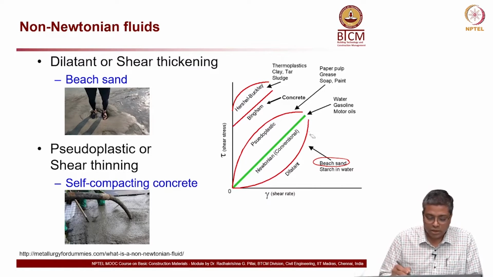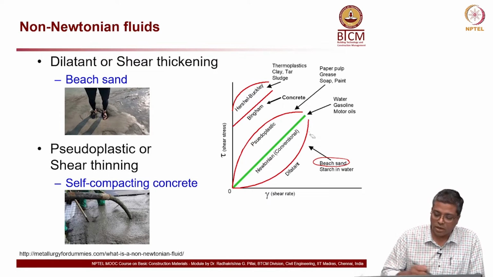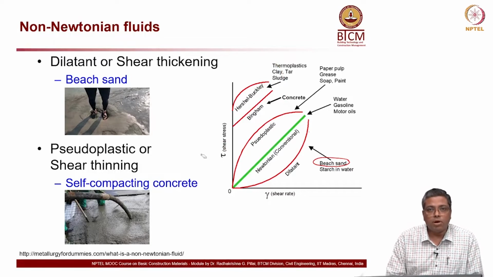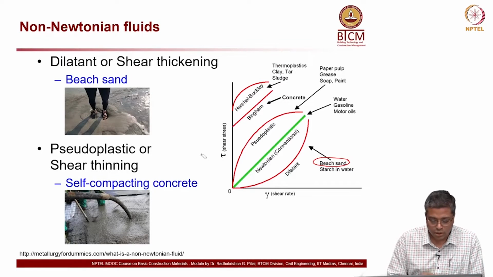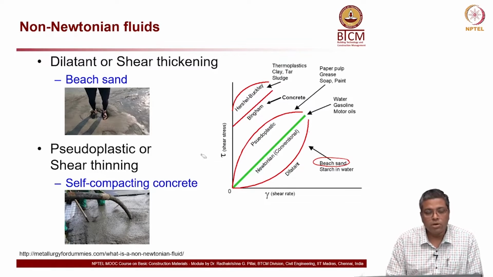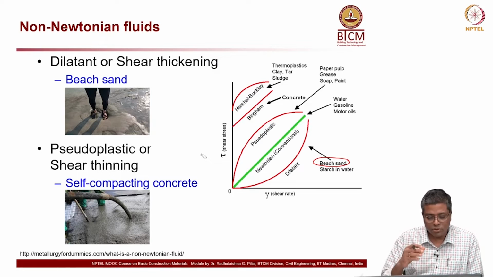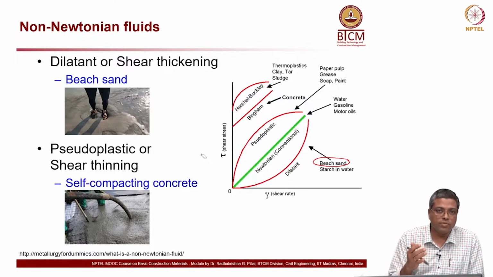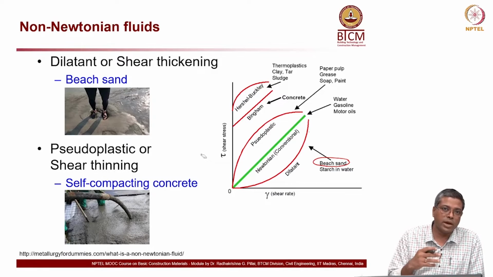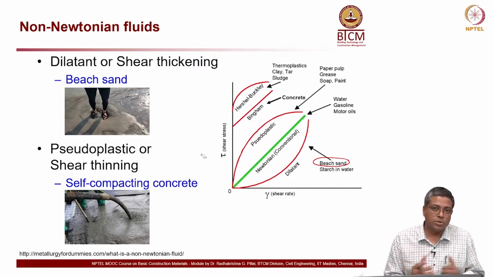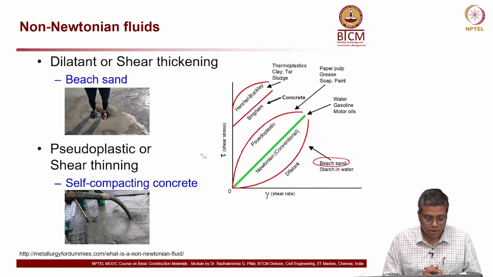Now, let us look at shear thinning behavior or pseudoplastic behavior. These are all the materials above the green line. One example of this is self-compacting concrete. As you can see in the photograph below, that is concrete being pumped. Self-compacting means that usually when we compact concrete we use needle vibrators or some kind of tool to pack the concrete. Here in this case you do not need those kinds of tools, and it is a very good technology.